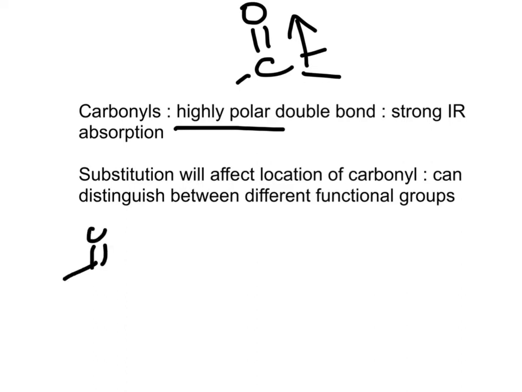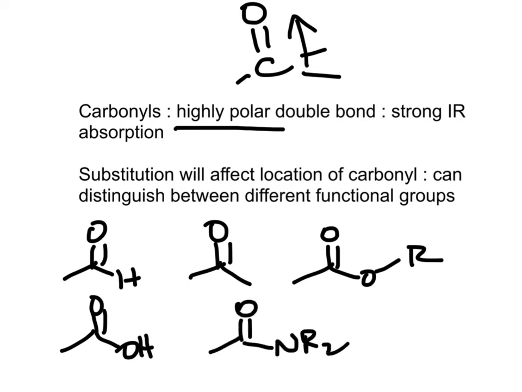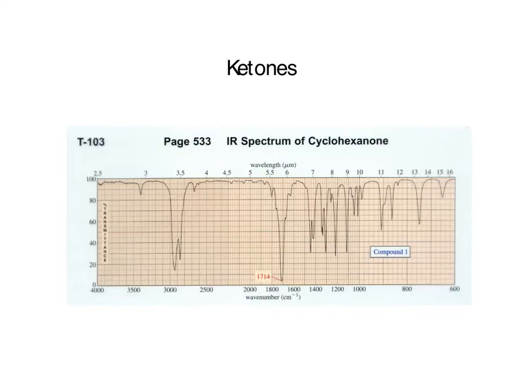So we have the aldehyde, the ketone, an ester, a carboxylic acid, amides. There are a variety of different functional groups that contain a carbonyl, and we should be able to distinguish all of these based on their IR. It's not always easy, but we can do it. So we take a look first at ketones.